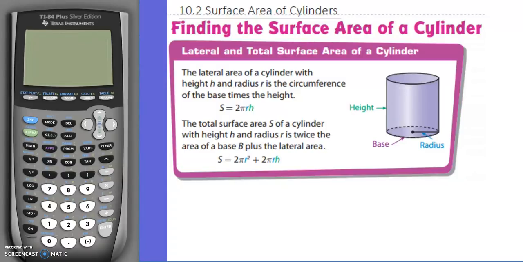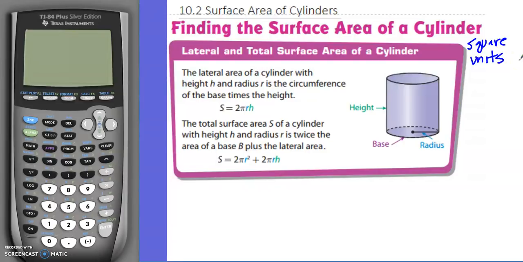10.2 Surface area of cylinders. Finding the surface area of a cylinder. So remember, this is just like surface area of a prism. It must have all square units. So it's going to be feet squared, yards squared, inches squared, and so on.